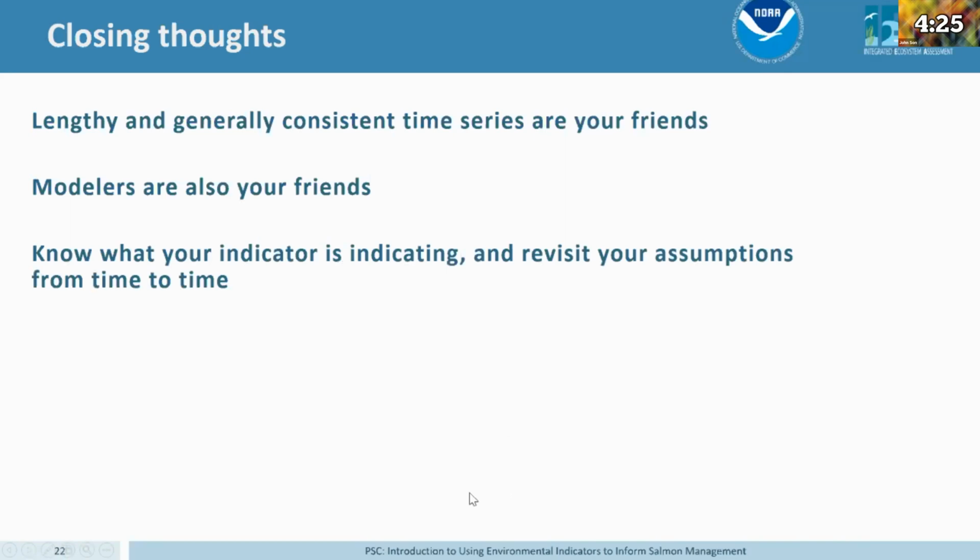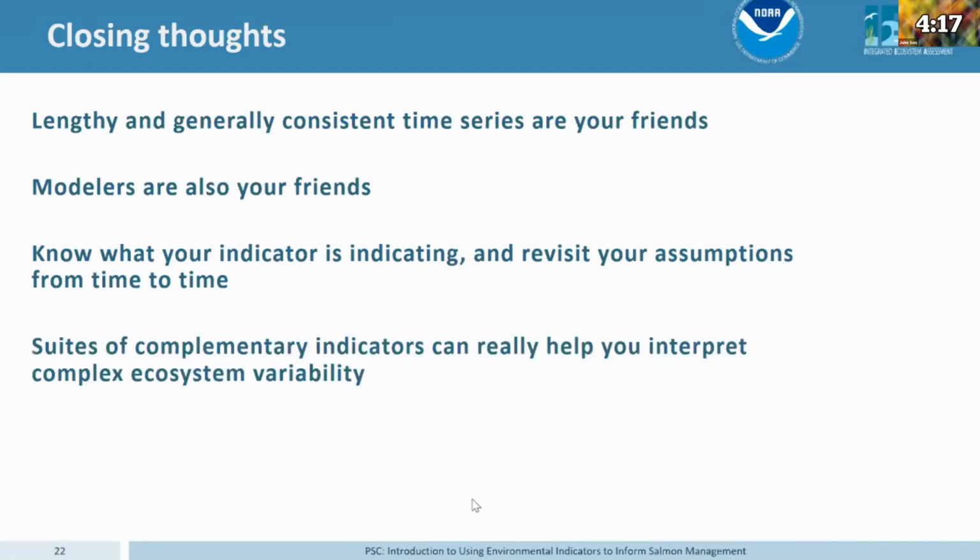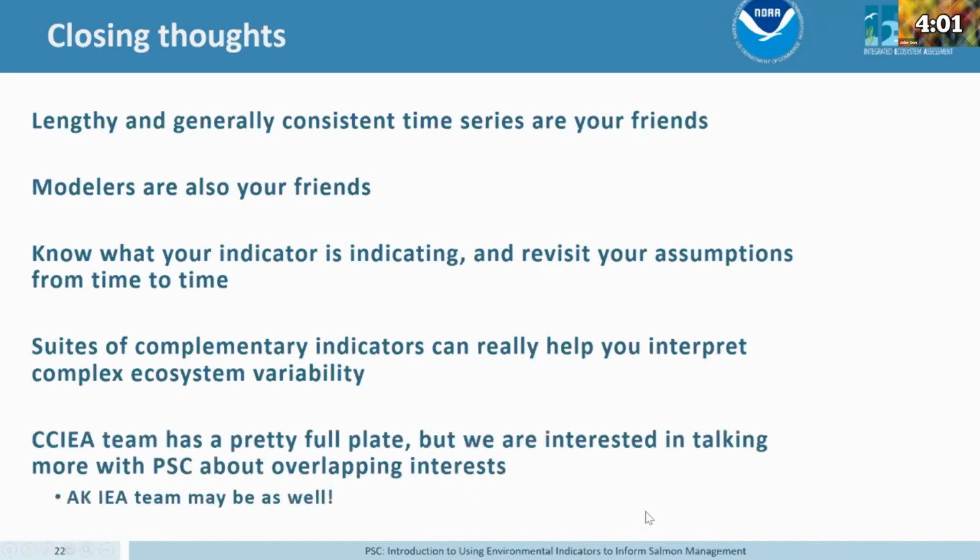It's really important to know what your indicator is indicating and not just assume that it's theoretically the right one to use, and to revisit those assumptions from time to time. I think it's very important to have suites of indicators, rather than just one indicator that's trying to do too many things by itself. Those suites of indicators can help you interpret the complex ecosystem that we know these salmon are living in.